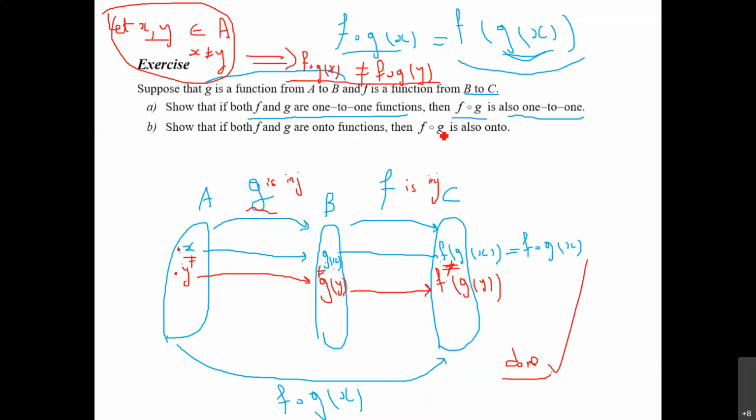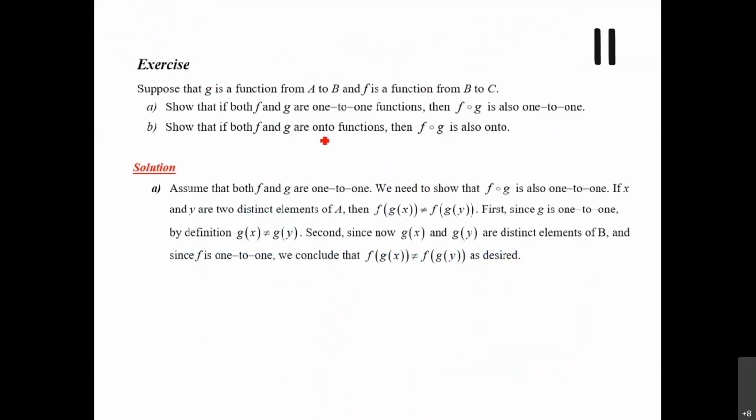Let's see how it's written. Assume both f and g are 1 to 1. We need to show that f round g is 1 to 1. Let x and y be two distinct elements of A. We want to prove that their images using f round g are also different.